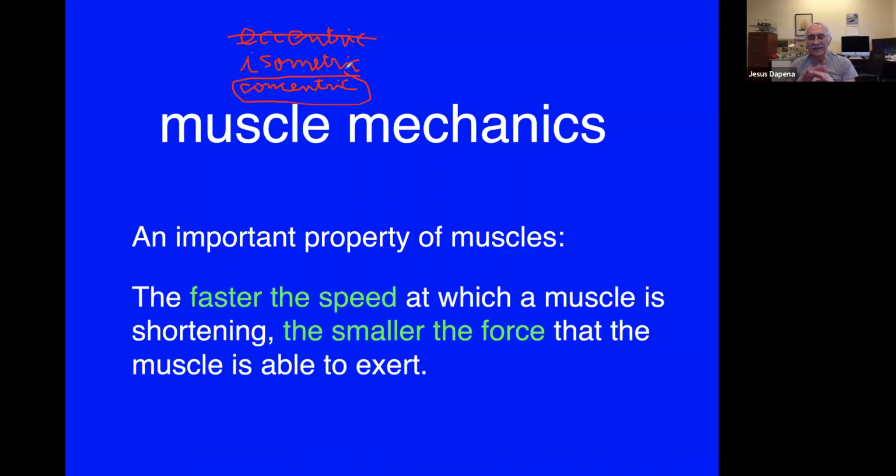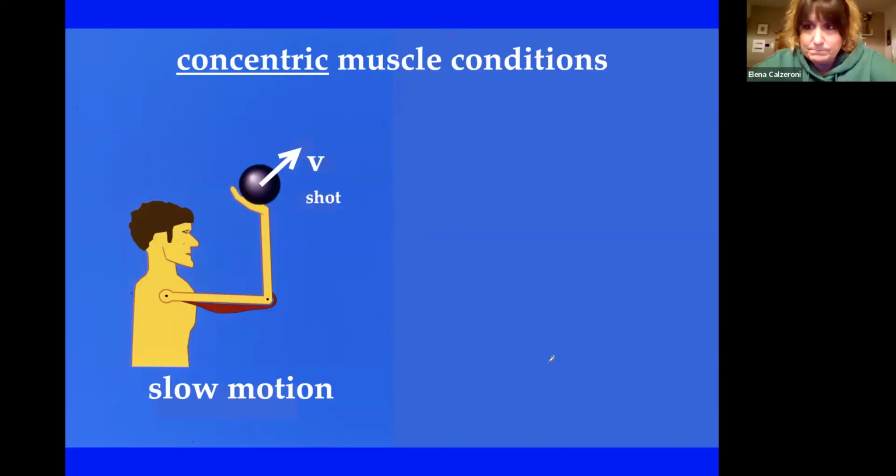Okay, so this is an extremely important property of muscles, and I'll read it slowly. The faster the speed at which the muscle is shortening, the smaller the force that the muscle can exert. So let's think about that, because this is an extremely important property of muscle. Let's say that we have a person doing a very simple throw. It's going to be like a shot put, but it's not really a shot put. It's a person sitting on a chair with a metal ball in his hand and just doing this.